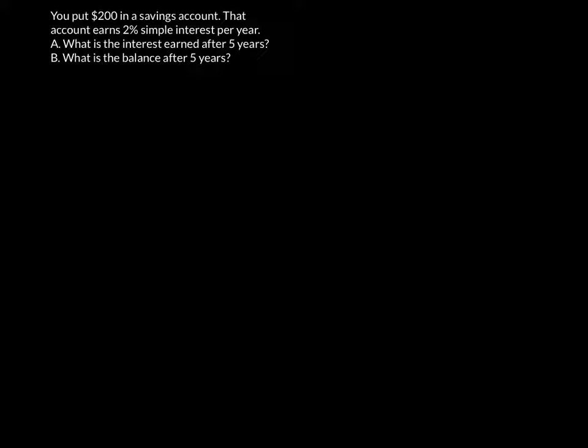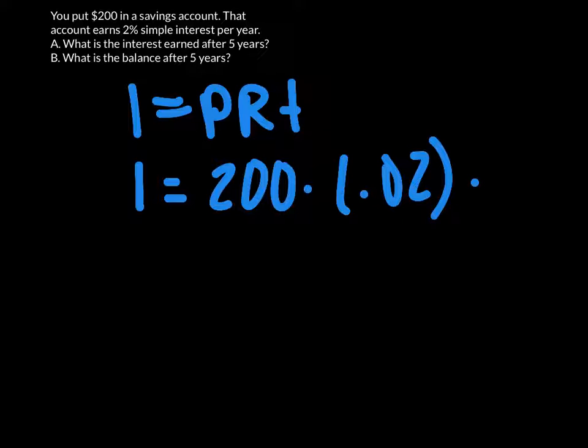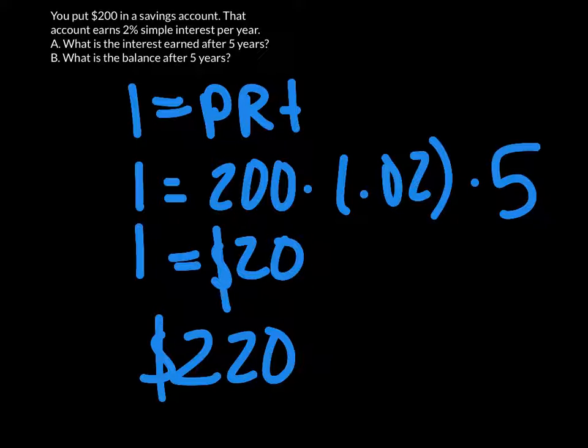So you put $200 in a savings account. That account earns 2% interest per year. What is the interest earned after 5 years? Using I equals PRT, we don't know interest, but we know that the principal is 200 times the rate, which is 0.02, and then times the time, which is 5. So 200 times 0.02 times 5 is 20. So the interest earned is $20. After 5 years, you would have $220 in the bank.